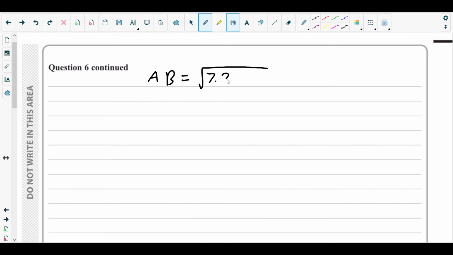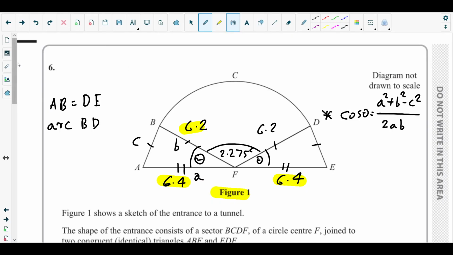Square root of 7.37 something, it keeps going. So the value of AB is the square root of that answer. You will get 2.715519113 meter. This is the length of AB. And AB and DE are equal. So we got the two lengths done.